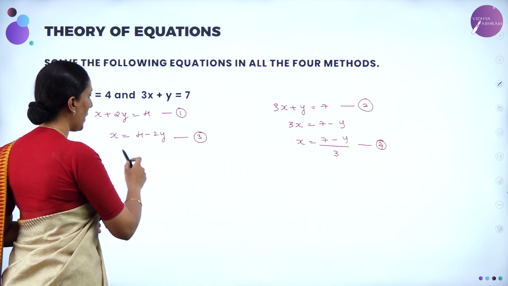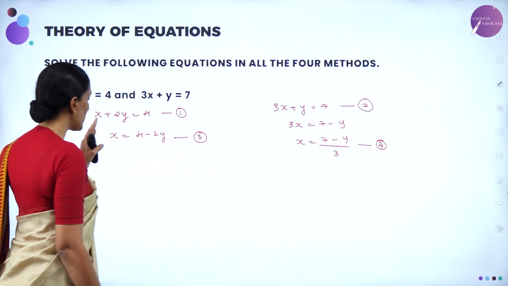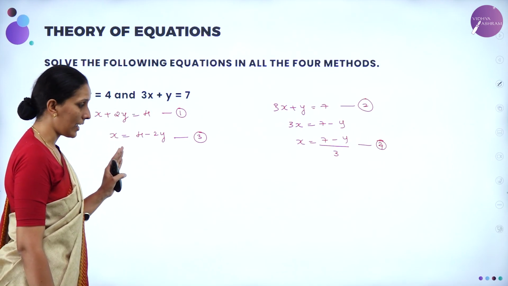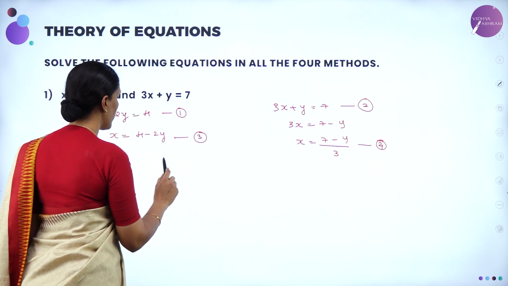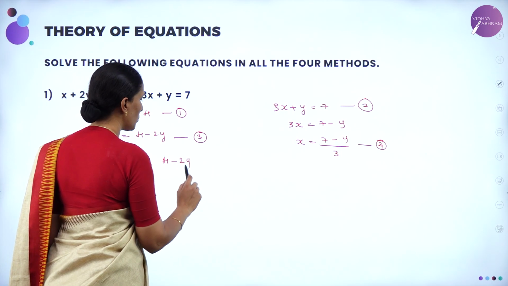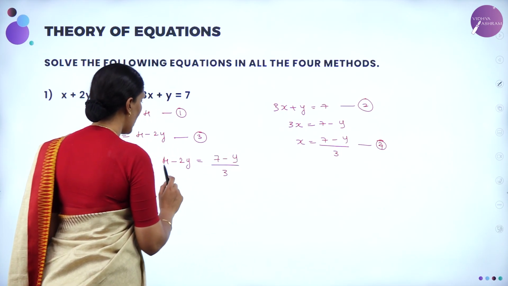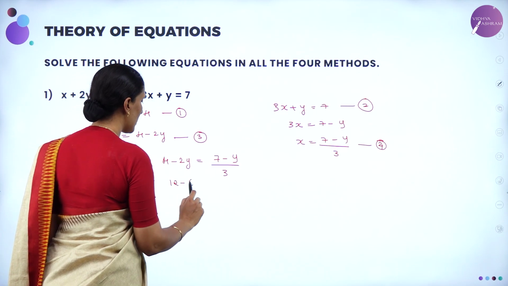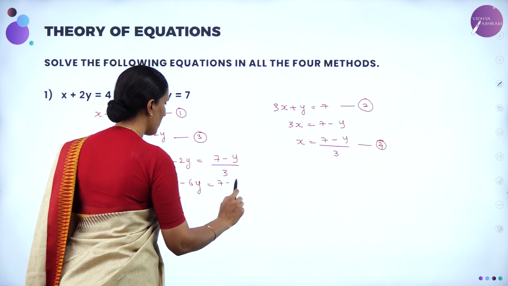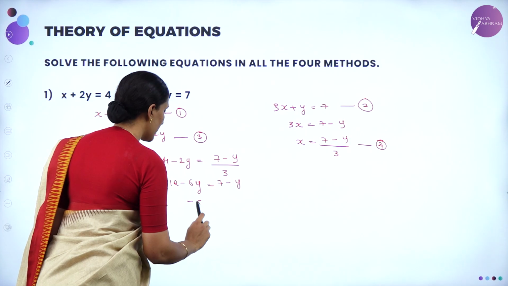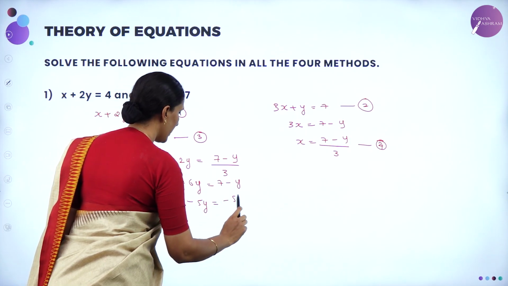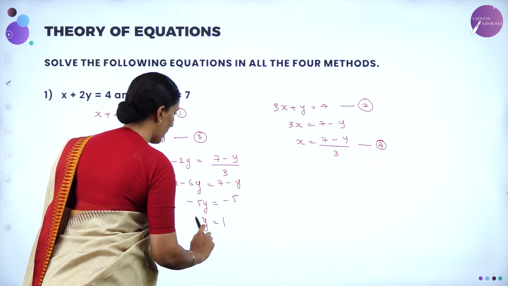Now here compare equation 3 and 4. Since our left hand sides are same, we'll equate the right hand sides. So we'll get 4 − 2y = (7 − y)/3. Then we'll get 12 − 6y = 7 − y. Solving this, we'll get −5y = −5, y = 1.